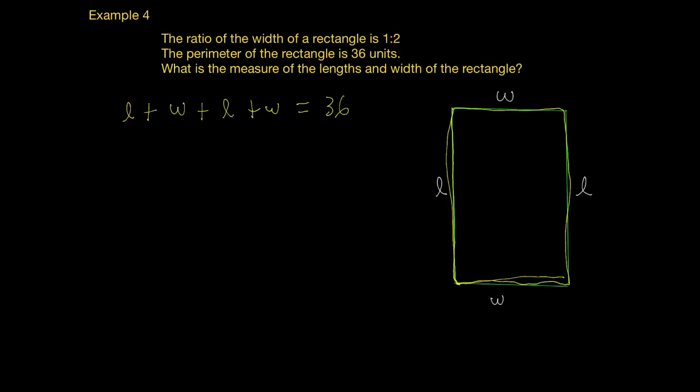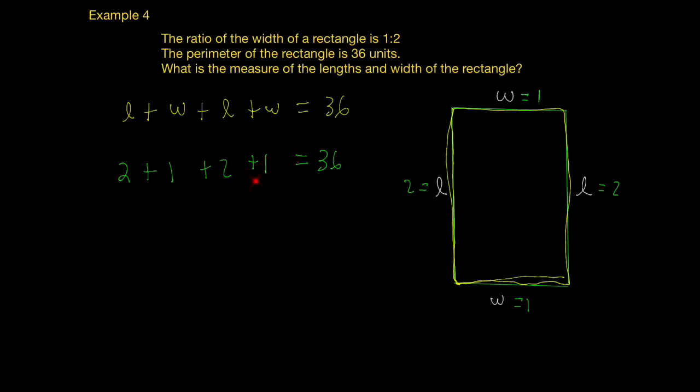So here, let me do this in green. Here we can say W is 1, and then let's say L is 2. So technically, if we make the substitutions, we should get 2 plus 1 plus 2 plus 1, and that should give us 36. You can see that this is not true, so that means that they gave us a reduced version of the comparisons. So we're going to have to multiply this by a scaling factor.